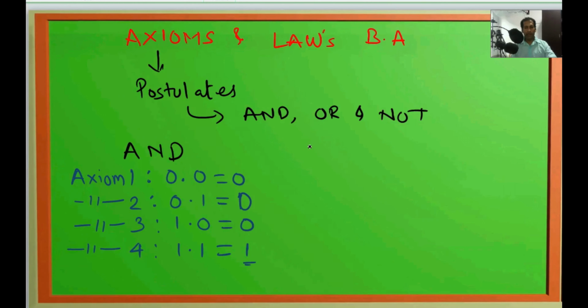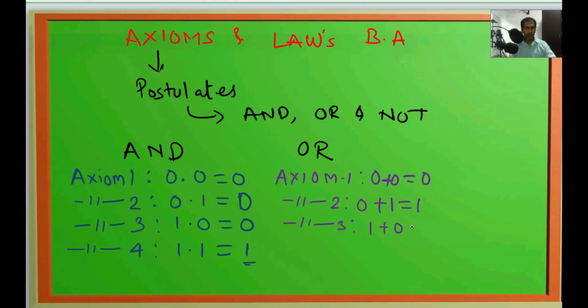Similarly, we can have axioms for the OR gate. For the OR gate, we will list out the axioms. Axiom 1: if both inputs are 0, 0 plus 0 will be 0. The second axiom is if the first one is 0 and the second one is 1, the output will be 1. The third axiom is if the first one is 1 and the second one is 0, the output is 1. The fourth axiom is that if both of them are 1, the answer will be 1.